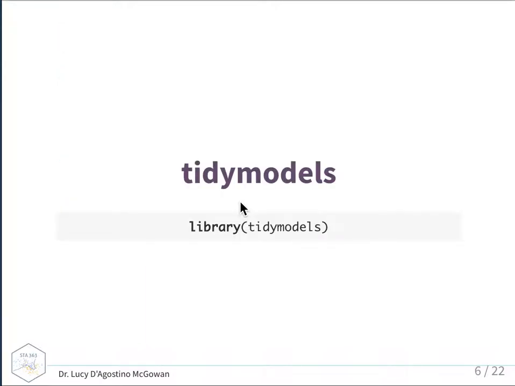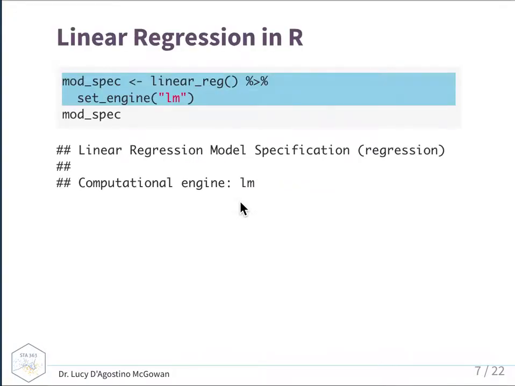And so how do we actually do this? Well, using the tidymodels package, basically we can fit all these different model specifications depending on which model we'd like to use. So for a linear regression, we would start with using the linear_reg function, and then we would set the engine to be lm. And so this is going to be a linear regression model specification where the computational engine is lm.